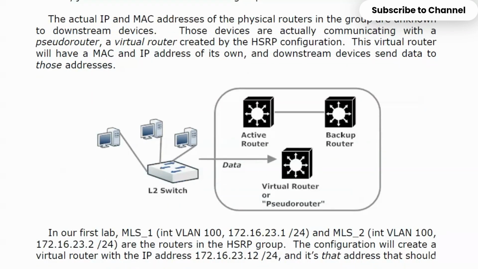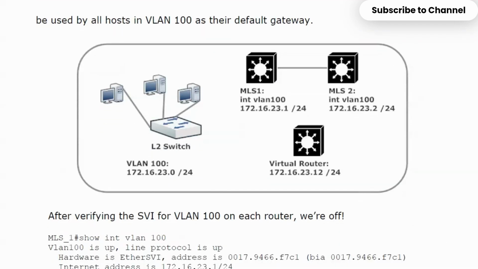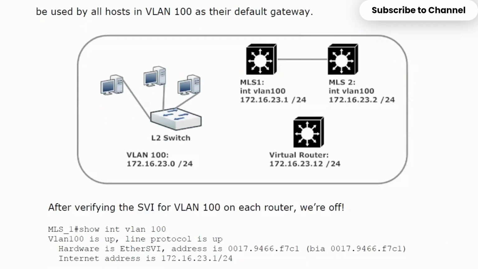In our first lab, we're going to have multi-layer switch 1, which has an interface VLAN 100 with an IP address of 172.16.23.1, and multi-layer switch 2, which also has an interface VLAN 100, address 172.16.23.2. Those are the two routers we're putting in the HSRP group. We're going to create a virtual router with the IP address 172.16.23.12/24, and it's that address that will be used by all the hosts in VLAN 100 as the default gateway. So here's a diagram for you as well showing you those addresses.